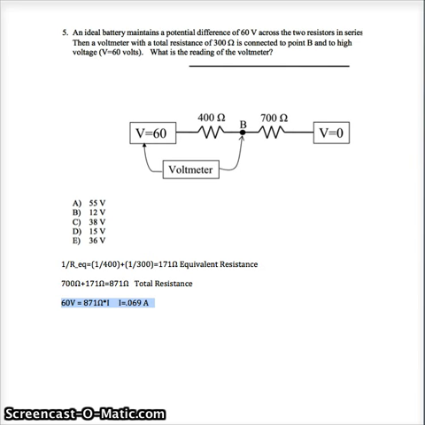This is where I went wrong when I did the problem. I got about 0.054 because I didn't take the resistance of the voltmeter into account. So I got a much higher voltage than I should have.